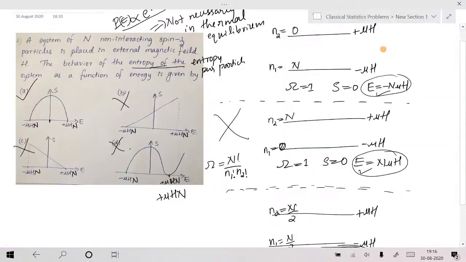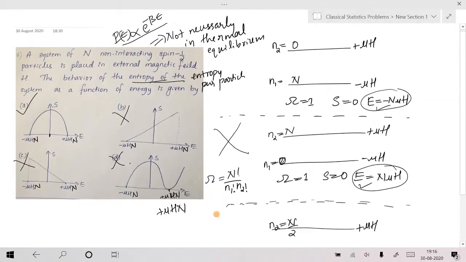I hope you got the point here. Okay, this is not necessarily in thermal equilibrium. He hasn't mentioned anything about thermal equilibrium. That's why when all particles are in the ground state, your entropy is 0 because number of microstates equals 1. That's a kind of orderness, isn't it?